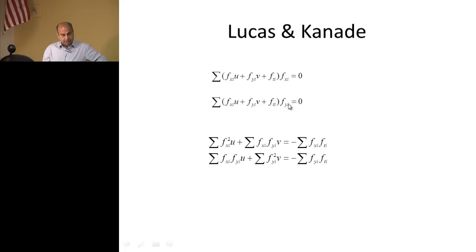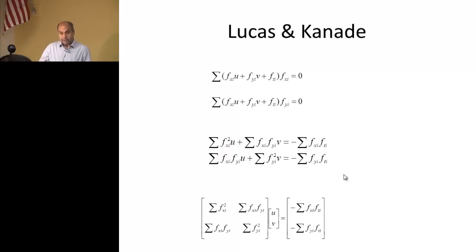And similarly we can multiply fy here, this will become fx fy u, this will become fy square v, and then this multiply with this, and it will become fy ft on the other side. So we have these summations, and still we have 2 equations. And we can write this down in a 2 by 2 matrix because we have 2 equations, 2 unknowns. So UV is what we want to compute.